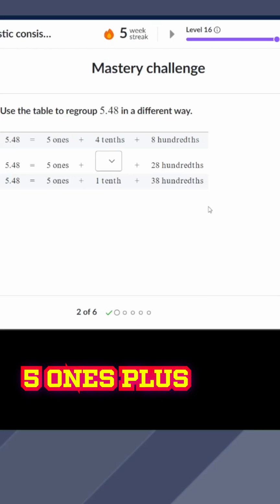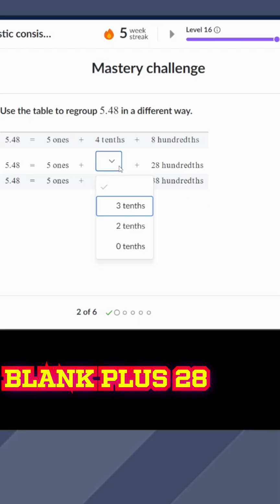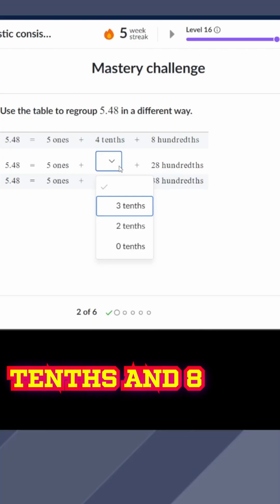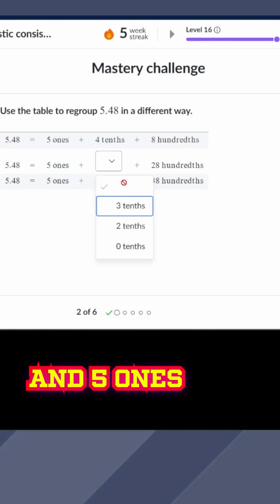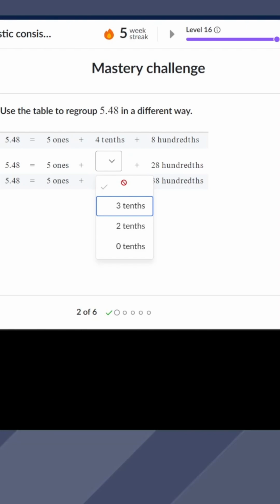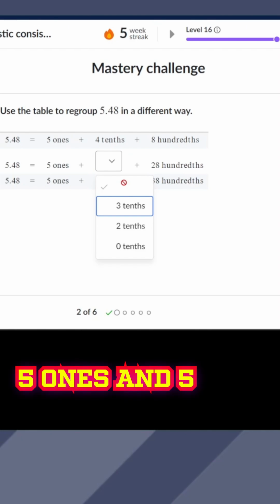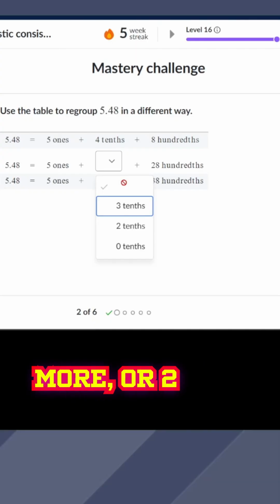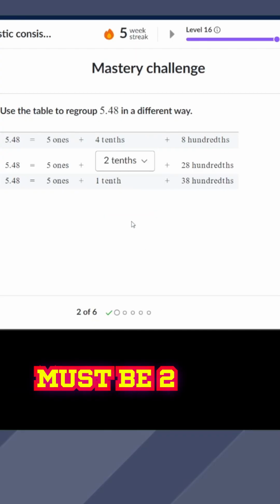5 ones plus blank plus 28 hundredths equals 5 and 48 hundredths. Well, we know that 28 hundredths equals 2 tenths and 8 hundredths. And 5 ones plus 28 hundredths is 5 ones and 28 hundredths. So you need 20 hundredths more, or 2 tenths. So it must be 2 tenths.